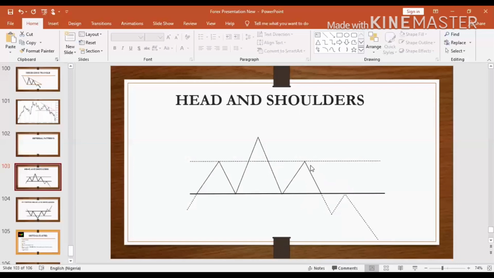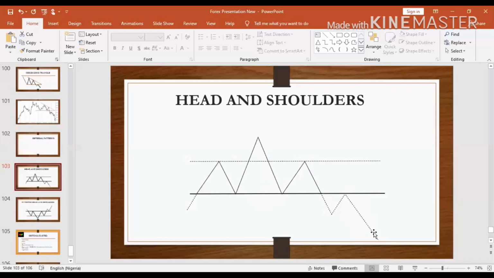And how do you set your take profit? You can do a measured move. Measure the height from the head to the support zone, and then use the same pip count. If the difference between this price range and this price is 60 pips, when you enter, set 60 pips as your take profit, and you should be fine. It is definitely going to hit your take profit.